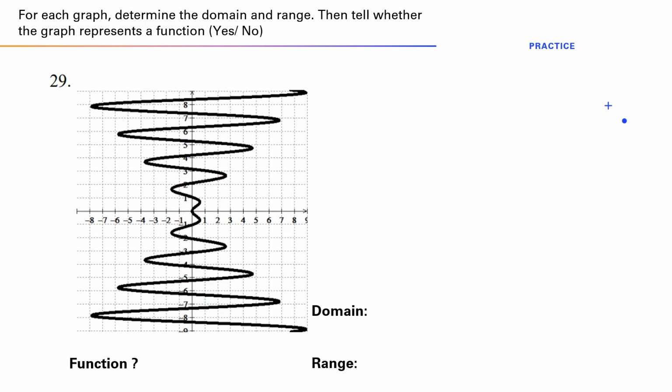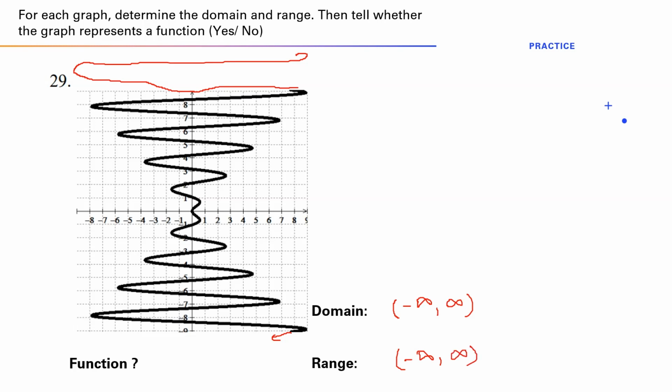Okay, number 29. We know that it will fail the vertical line test, right? And this one looks like if we go back here, but bigger and bigger forever, right? So what does that mean? The domain will be from negative infinity to infinity. And then how about the range? The same, right? And of course it fails the vertical line test. So it's no, it does not represent a function.